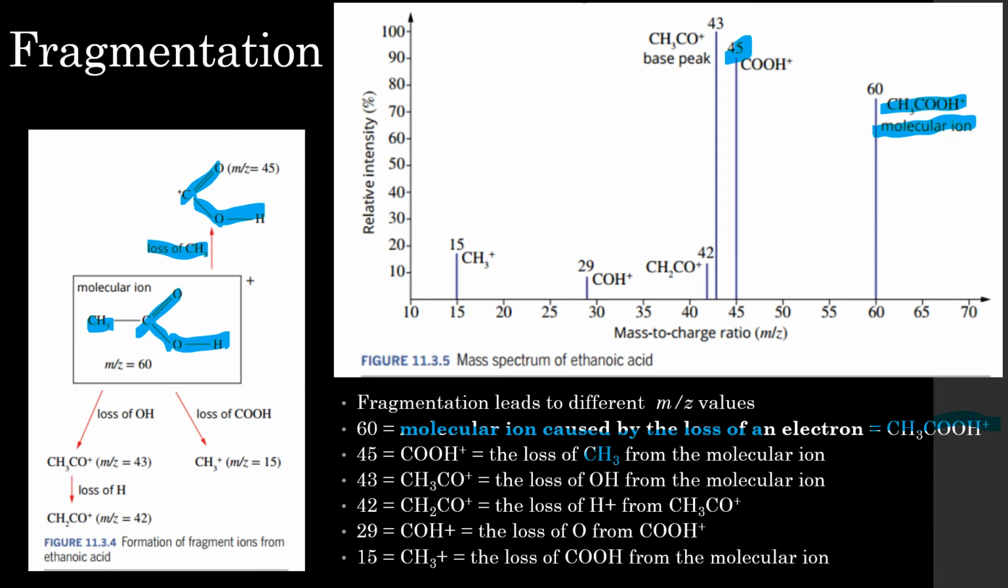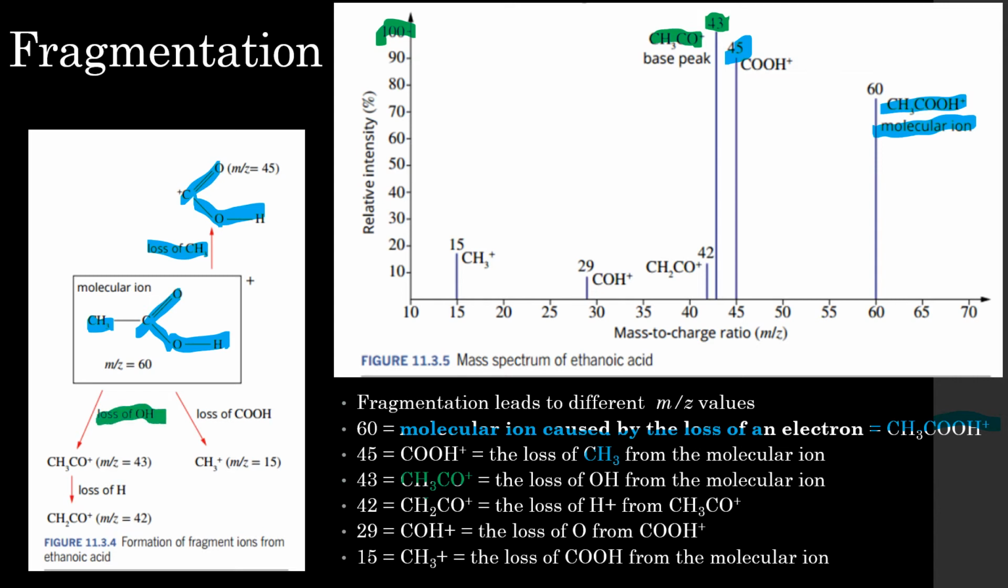Now let's have a look at our base peak. That's got the highest, so we assign that the relative intensity of 100%. And remember, everything else is compared to that one. So what's happened with this? We've formed CH3CO plus, so we've lost the OH.